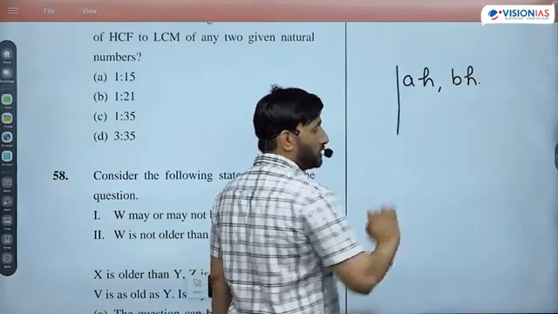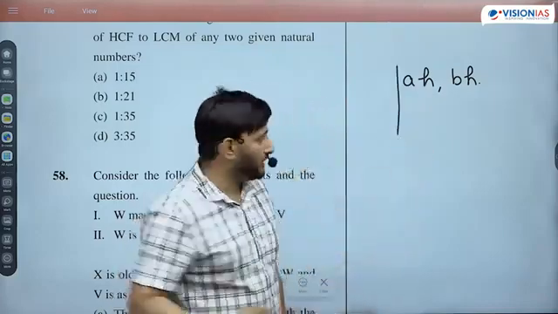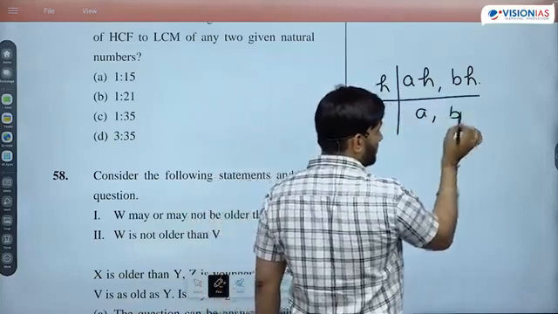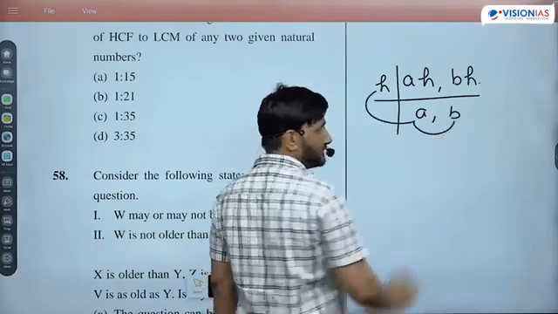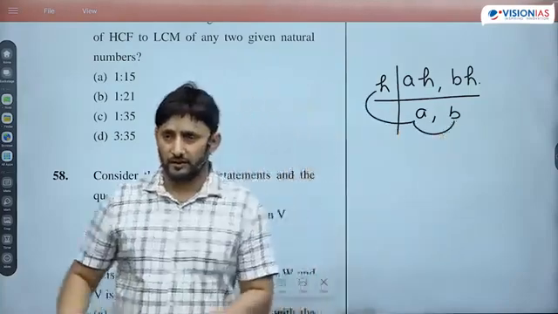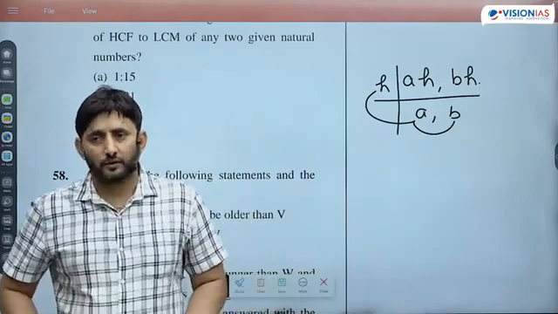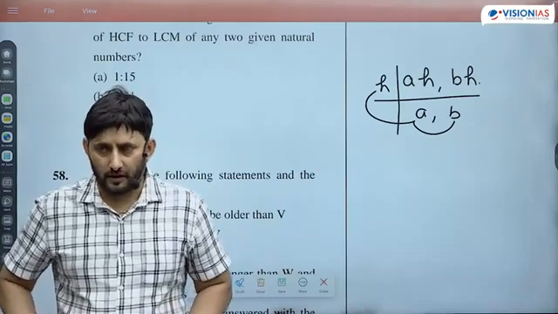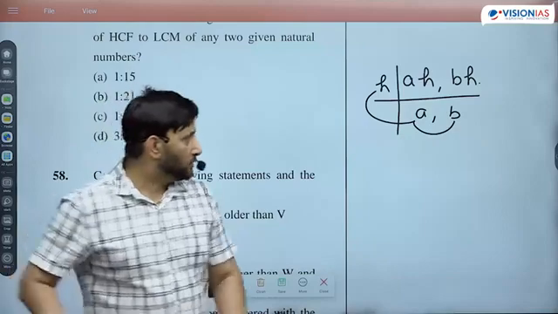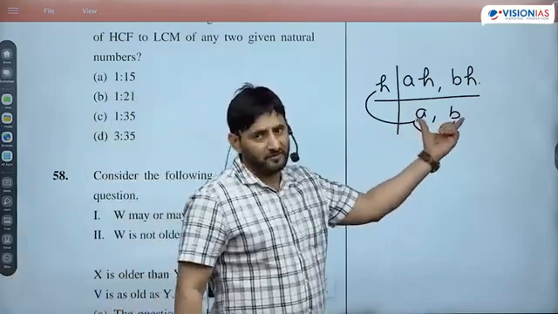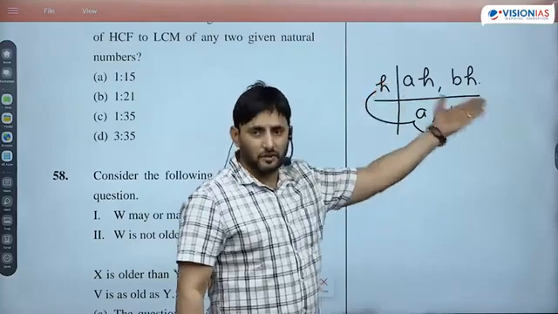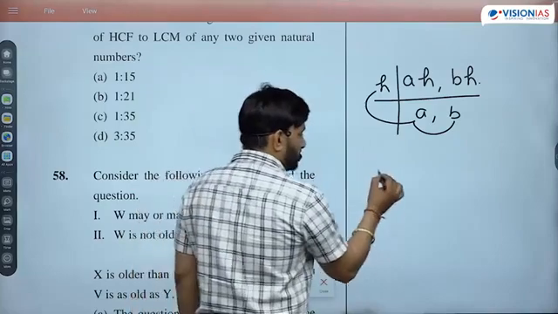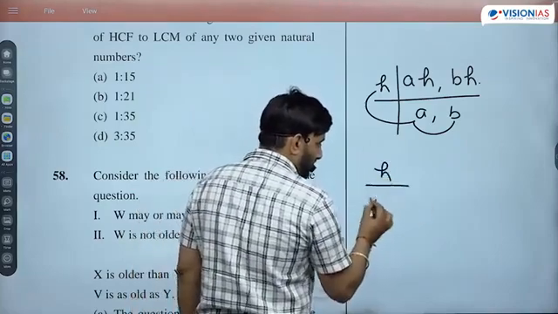While finding the LCM, what do you do? You divide by the common factor. What is the common factor in both? H. If you divide by H, you will get A and B. So while finding the LCM, we are multiplying these. So what is the LCM of the numbers? A into B into H, where A and B are co-prime. Why will they be co-prime? Because you cannot divide them further. H is the highest number which divides them. H is the highest factor. So basically, the HCF of the numbers is H, divided by their LCM ABH.